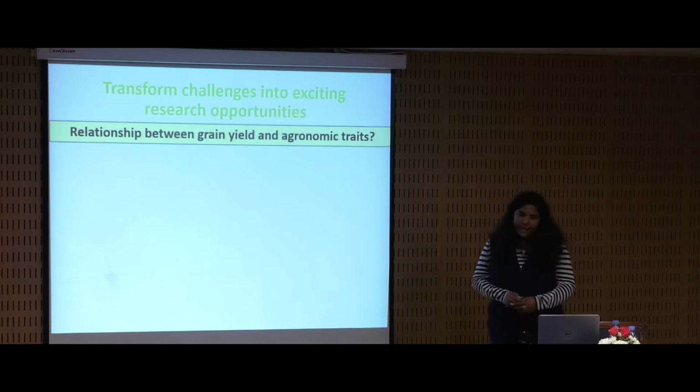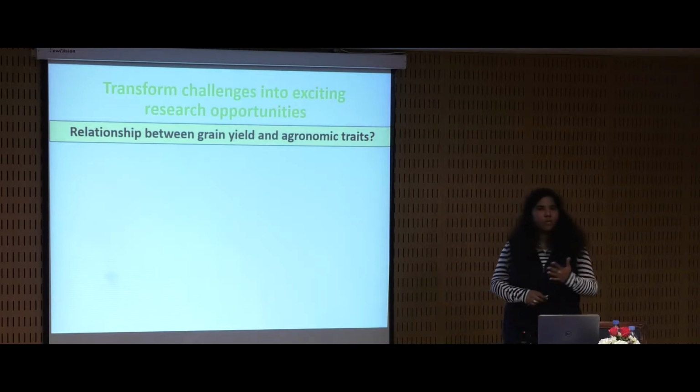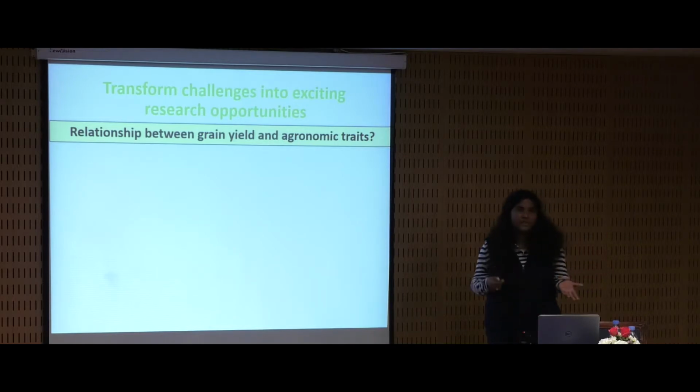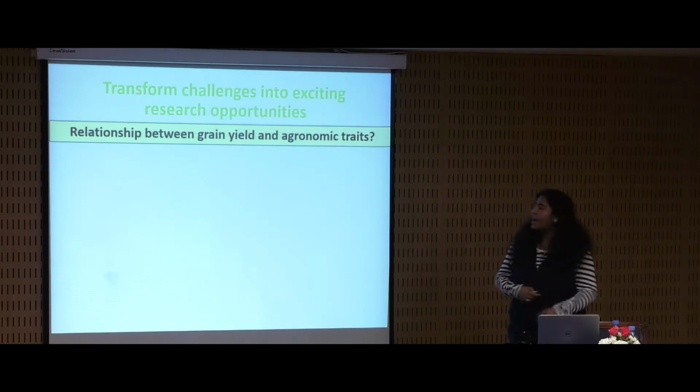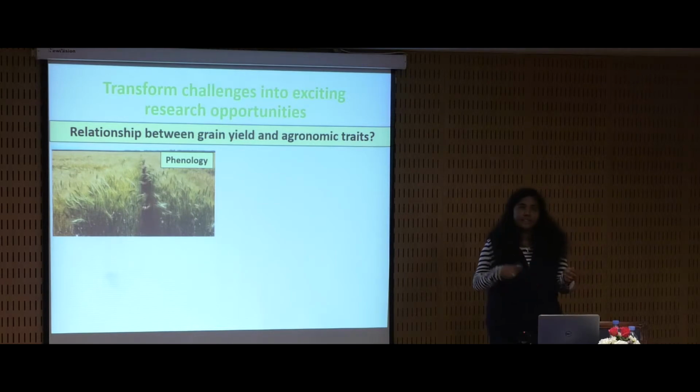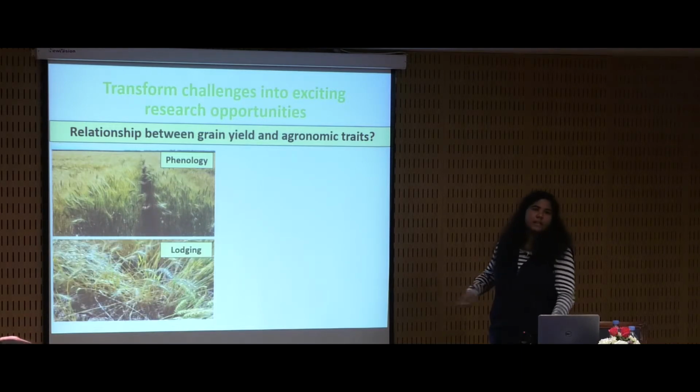One other thing that we wanted to study is what are the other reasons for these low prediction accuracies. And one thing we did is look at relationships between grain yield and other agronomic traits. For example, if you are a breeder and you go out in the field, you have a lot of variation in phenology. You have lodging in some lines and you don't have it in others. So a trait like grain yield cannot be considered as a single trait. You always have to take a multi-trait approach for grain yield.